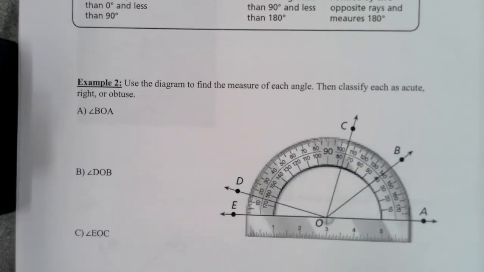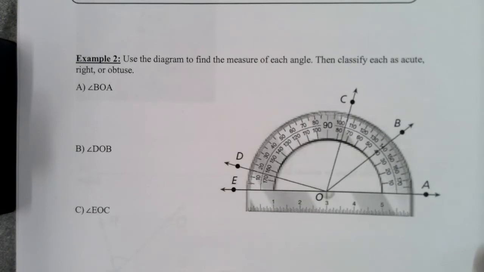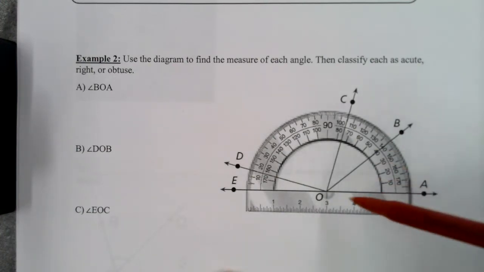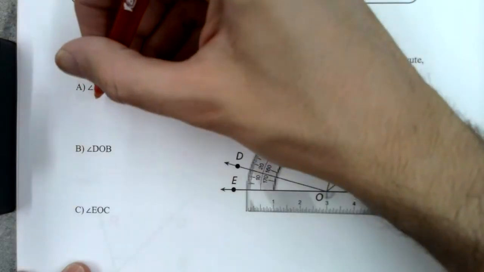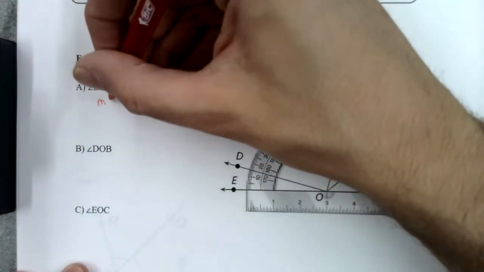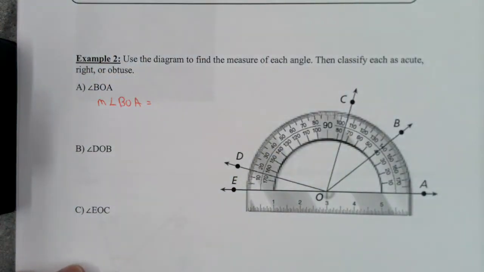Now, we can't hand out protractors this year, but let's do the next best thing. Let's try these examples. Find the measure of each angle and then classify it as acute, right, or obtuse. So I gave no straight ones on this. Let's start with angle BOA. Whenever you want to say an angle has a certain measure, you write it like this. You're going to put a little m, measure of angle BOA equals.